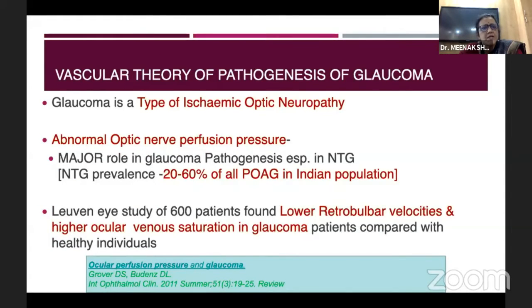When we think of glaucoma as a type of ischemic optic neuropathy, we also find that abnormal optic nerve perfusion pressure has been known to play a major role in the pathogenesis of normal tension glaucoma, and 20 to 60% of our Indian population in varying areas is NTG. So we should look at this aspect of patients' glaucoma.